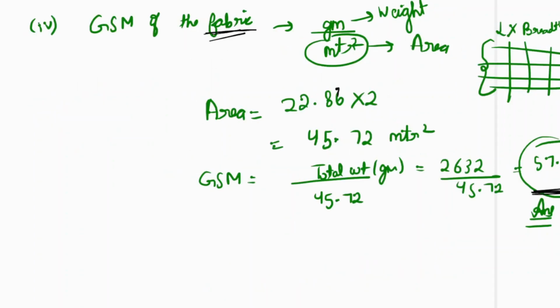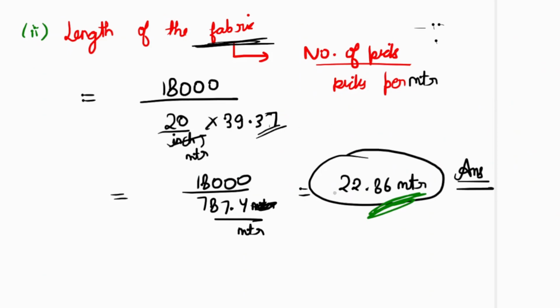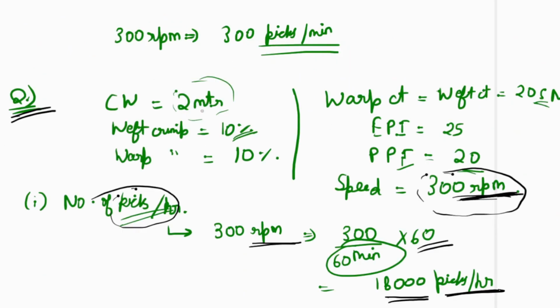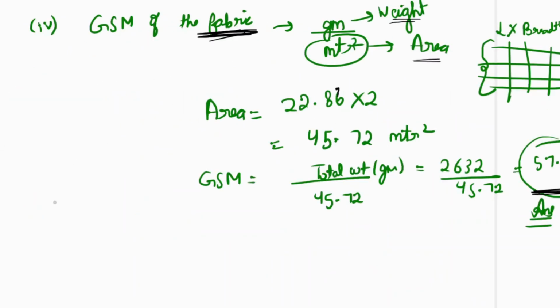Now, if you have to find the GSM of the fabric, GSM can be found by weight per unit area. Since it is a rectangular shape, the area would be length into width. Length is 22.86, and width is the cloth width, 2 meters. So we can find the area, 45.72. GSM is total weight upon area, so we can find the GSM.